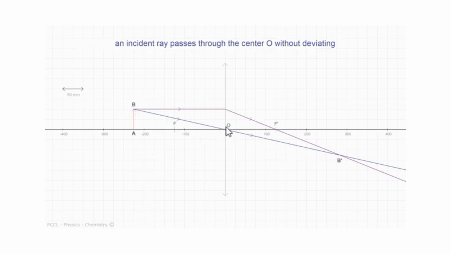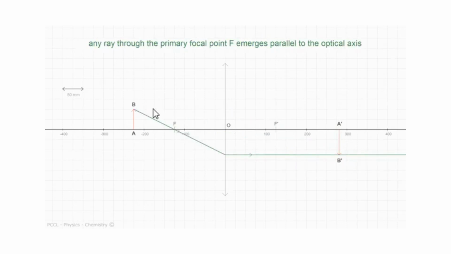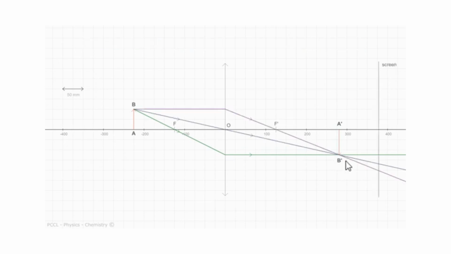The one passing through the center keeps its direction. So I can get B' from this and already represent the image A'B'. To reassure myself, I can represent the ray which passes through the focal point F. It comes out parallel to the principal axis and I check that it also passes through B', so that I can build my image here.